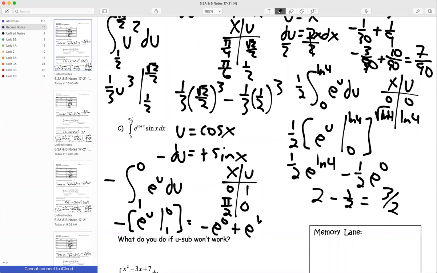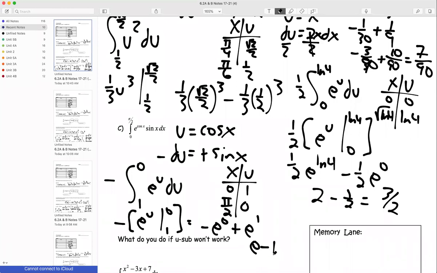Plugging in my bounds and subtracting, I've got a negative e to the 0, and a minus minus, because I subtract there, right? And so e to the 0 is 1, so I've got -1 plus e. So e minus 1 is my final answer. Whew.